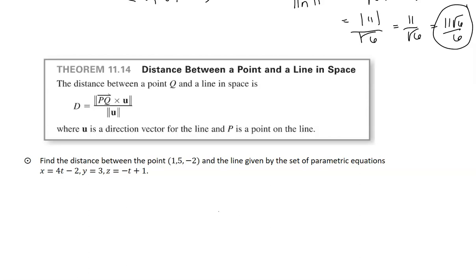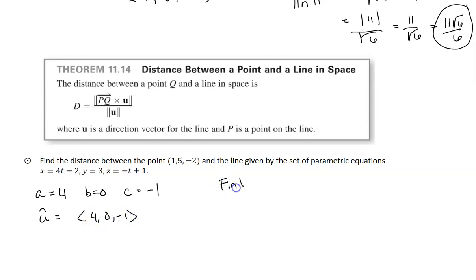It says find the distance between the point 1, 5, negative 2 and the line given by the parametric equations x equals 4t minus 2, y equals 3, and z equals negative t plus 1. Coming off of these equations, we can see that A is 4. I know these are written in a different order than you're used to, but the number multiplied by t is the ABC, the other one is the x1, y1, z1. So just be real careful about that. That means B is 0 since there's no t in this equation, and C is negative 1. So our direction vector U is 4, 0, negative 1.